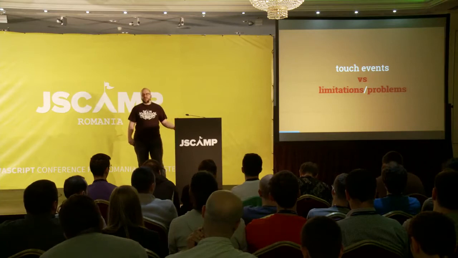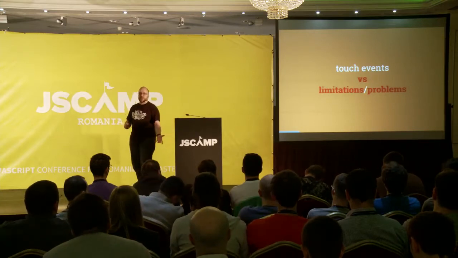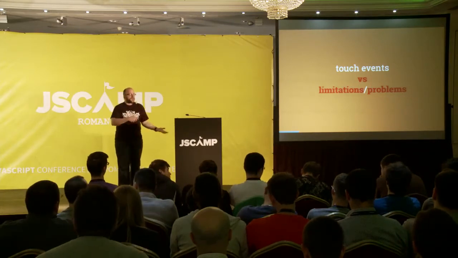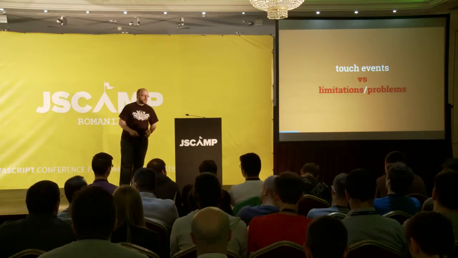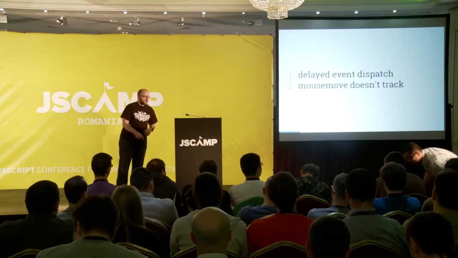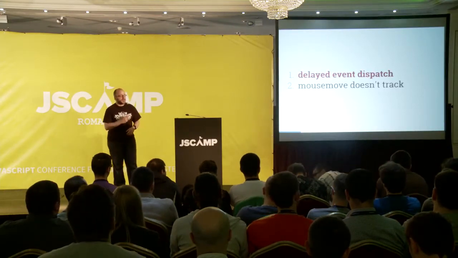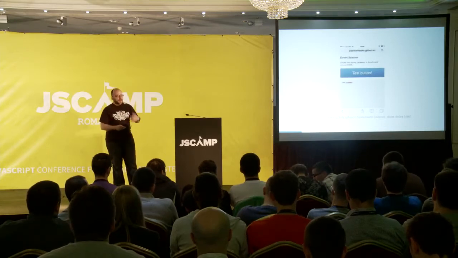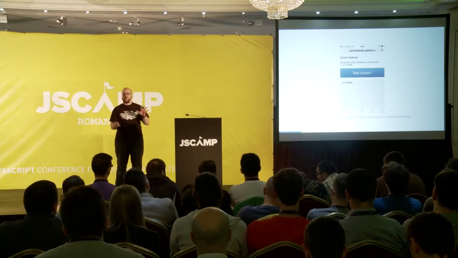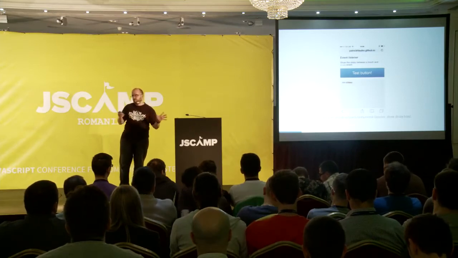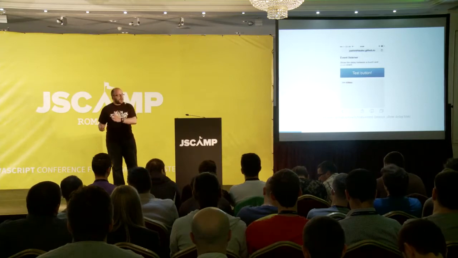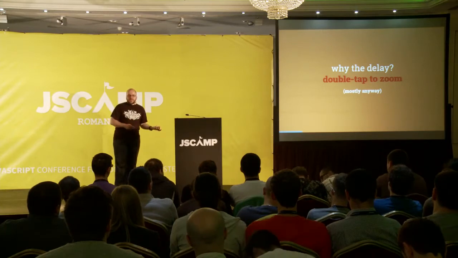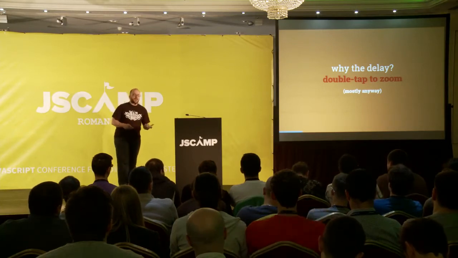So we know that there are touch events. We've seen before that there are problems if I just listen to the mouse compatibility events that are being fired. How can I use touch events to overcome some of these problems? Again, delayed event dispatch and mouse move doesn't track. With delayed event dispatch, we've seen that I tap on a button, I release the finger, and after 300 milliseconds or thereabouts, depending on the phase of the moon or what day it is, it then fires the actual click event. Now, why is that 300 millisecond click event delay actually there?